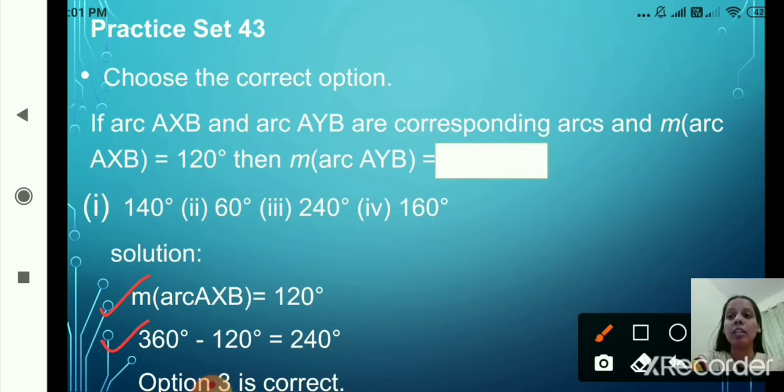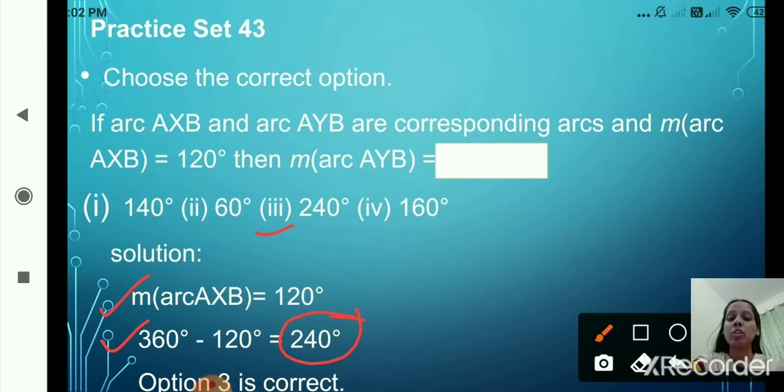Why I have written here 360 degree? Because in the circle the measure of a complete circle is 360 degree, right? So 360 degree minus 120 degree, which is given. Do the subtraction. 360 minus 120 is equal to 240 degree, right? And as you can see here in the options, third option is given, that is 240 degree. So you will write down option 3 is correct.